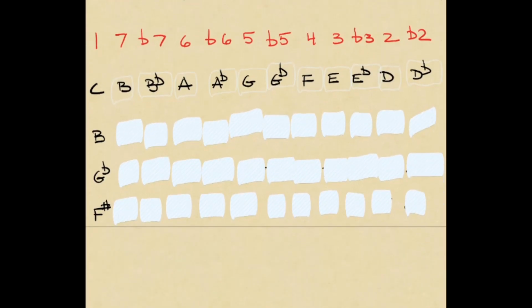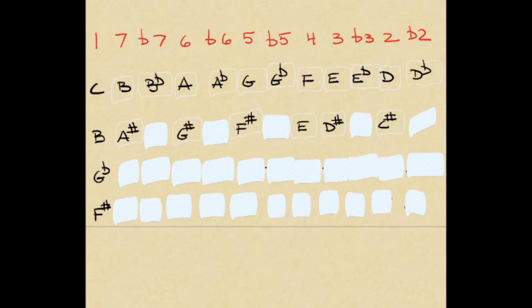Okay, a few more. Key of B. So B is 1. A sharp is 7. G sharp is 6. F sharp 5. 4 is E. D sharp 3. C sharp 2. Okay, and the chromatics, flat 7 is A. Flat 6 is G. Flat 5 is F. 4 and 3 we don't touch. Flat 3 is D. Flat 2 is C.